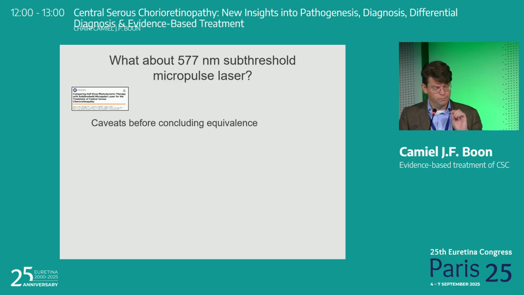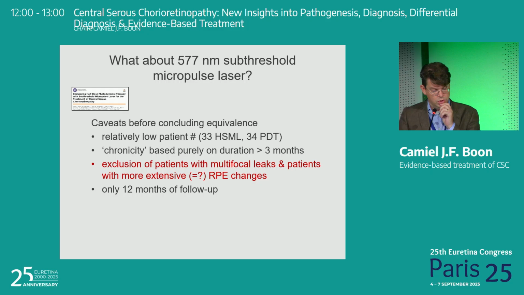But there are some potential problems with this study, I must say, because they had relatively low patient numbers, and they defined chronicity, in contrast to, for instance, our studies, purely on the duration of the disease, and they actually excluded patients with multifocal leaks and with more extensive, although they didn't specify that, more extensive RPE changes. So the more severe chronic cases, based on the phenotype, were actually excluded, which is a pity. And they had 12 months of follow-up, so more follow-up, I guess, is needed.